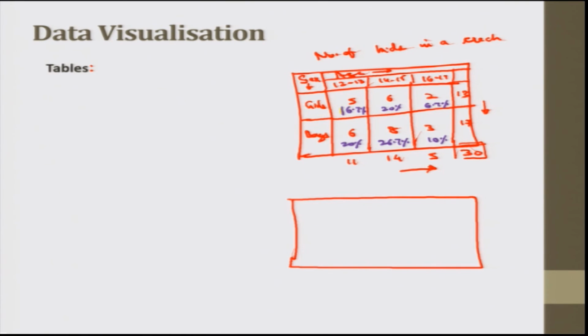So this is data visualization. Next, I will take you to the demonstration part of this lecture. We will discuss how to plot these graphics that we have just discussed.